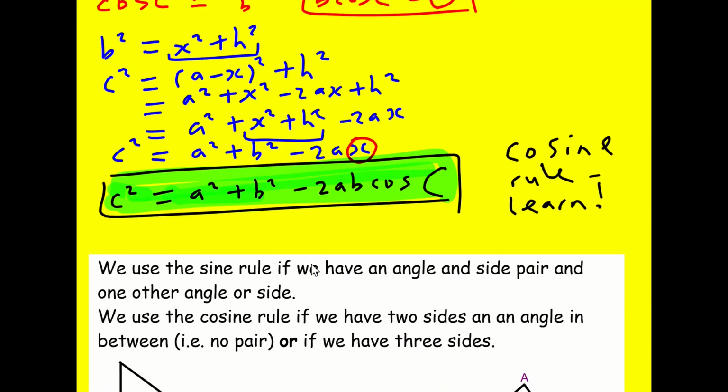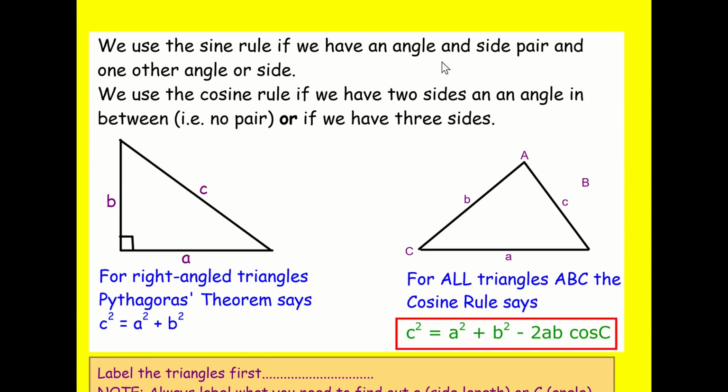Just going to jump back to the top. So we use the sine rule if we've got an angle and side pair and one other angle or side. We use the cosine rule if we have two sides and, apologies, there's spelling mistakes here, two sides and an angle in between, i.e. no pair. Or if we have three sides, then actually the only thing we don't know is the angle, and we can work that out, but that's for another time. That's a whole other lesson because we're going to need to do some rearranging of the formula.